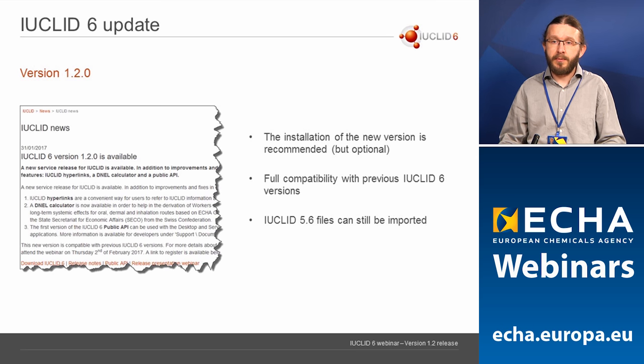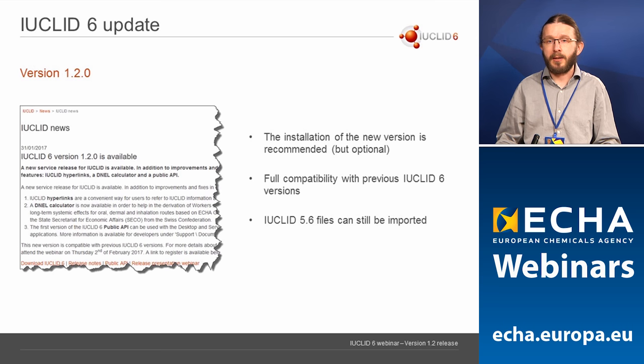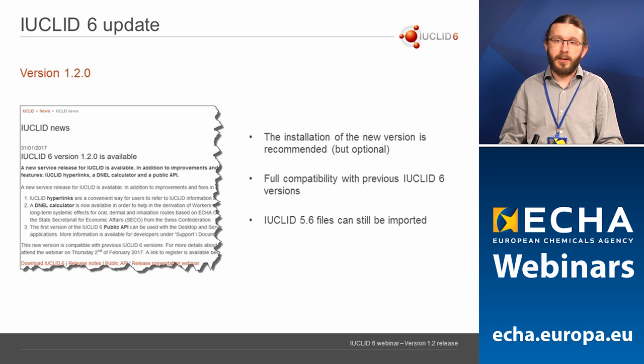First of all, the installation of this new version is recommended because, as you will see, it solves some bugs that were reported and provides new improvements, but it's optional, so you don't have to upgrade to the latest version if you are not ready, and you can do that whenever it's more convenient for you. This version is fully compatible with previous IUCLID 6 versions, so all the data generated with this new version will be compatible with previous IUCLID 6 versions, and the data generated with previous IUCLID 6 versions will be compatible with this version. IUCLID 5.6 files are also still supported, so they can be imported in this IUCLID 6 version as well.